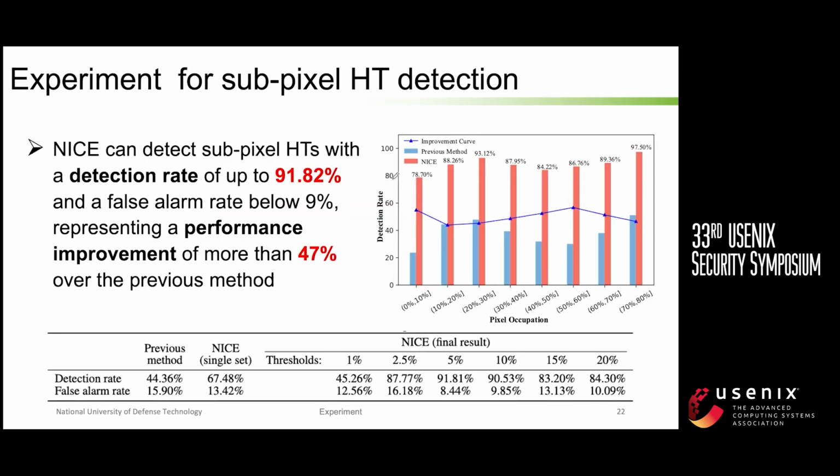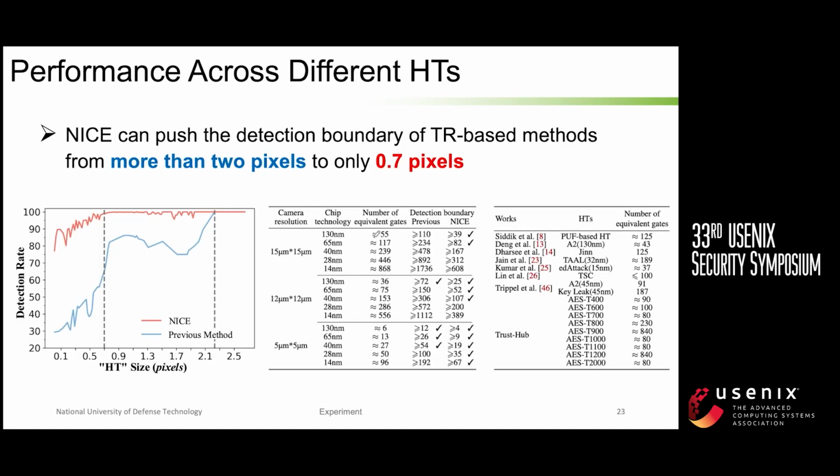Our experiments showed that NICE can actually detect subpixel HTs with a detection rate of up to 91.82% and a false alarm rate below 9%. That is a performance boost of over 47% compared to the previous method. We further conduct experiments with various HT sizes to evaluate the detection capabilities of NICE, including HTs larger than a single pixel and those smaller than one.